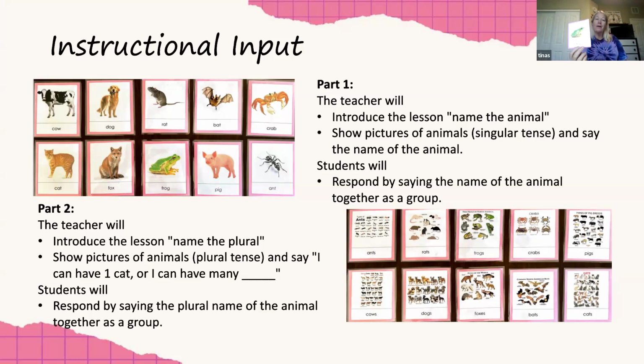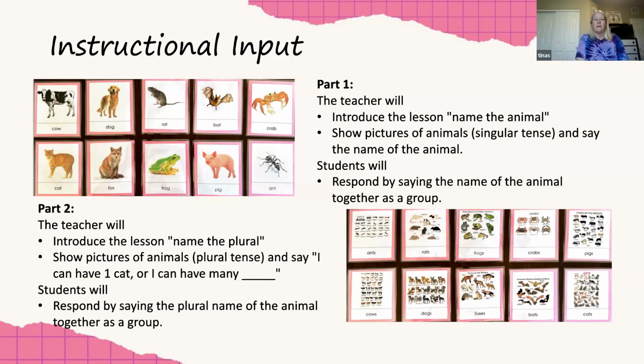I say frog, you say frog. Great. I want to hear everybody saying it. Everybody help and say the name of the animal. All right, here's the next animal. I say cat. You say cat. Great. All right. Next one. I say pig. You say pig. All right. Now we finished all of those cards.